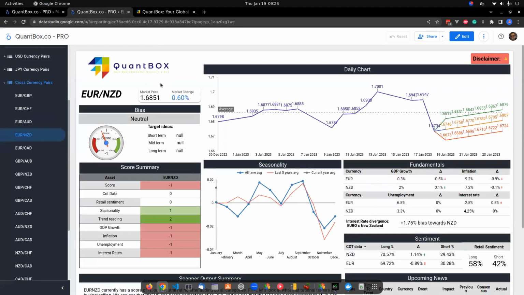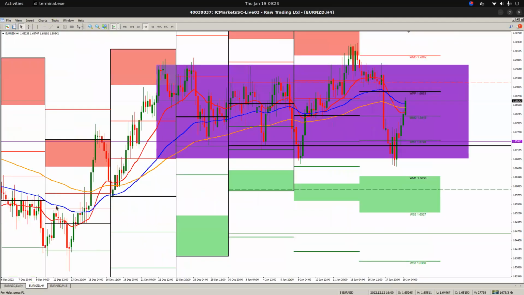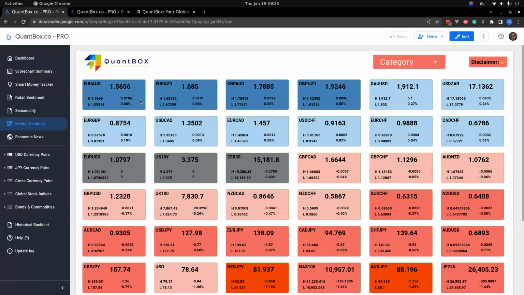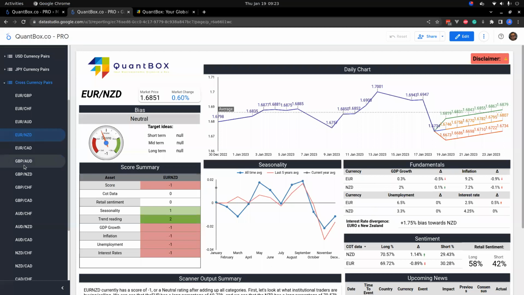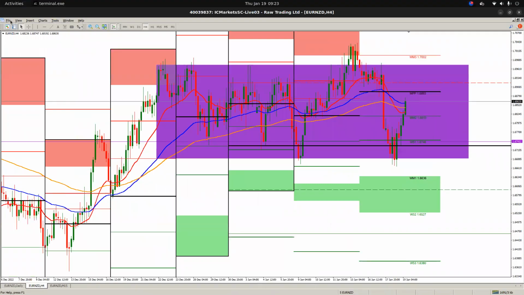Neutral. We look at our Euro Kiwi. We can see they're still stuck in the range. We move on. Okay, we go Pound Aussie. Neutral. Look at our pair.